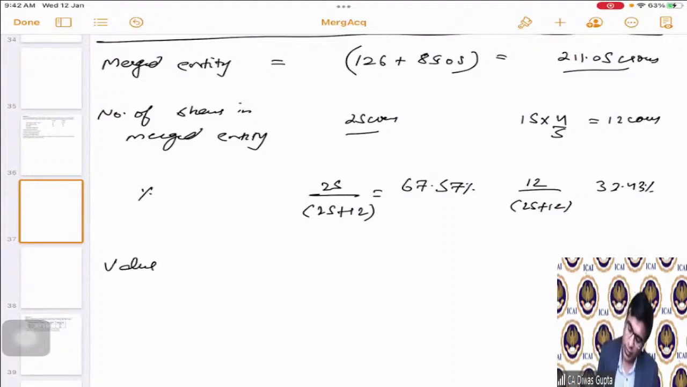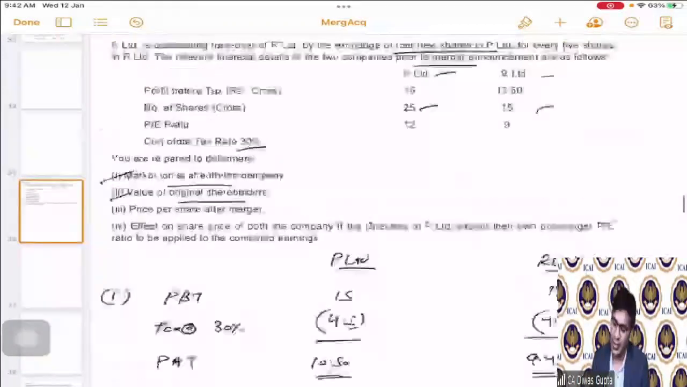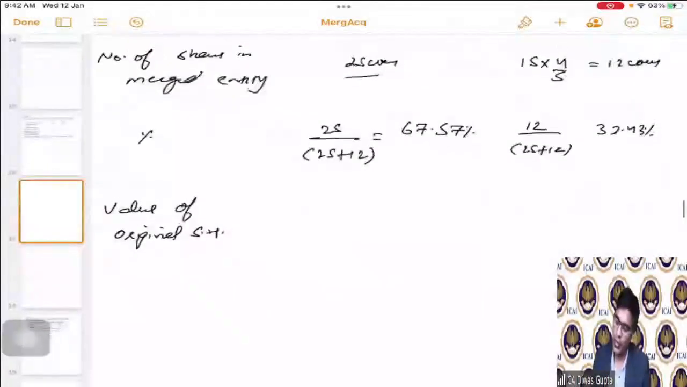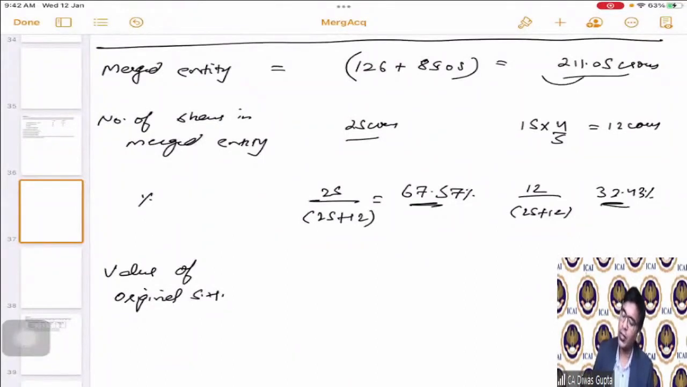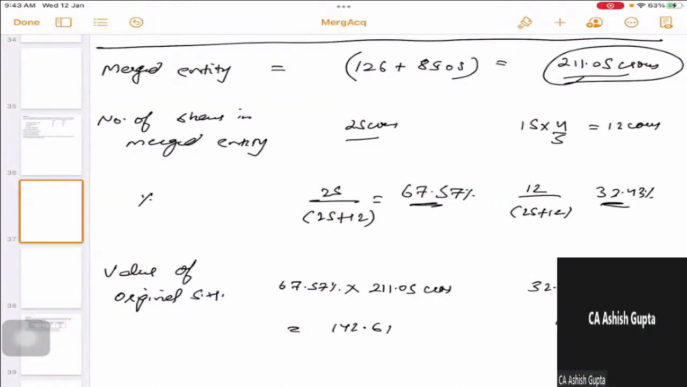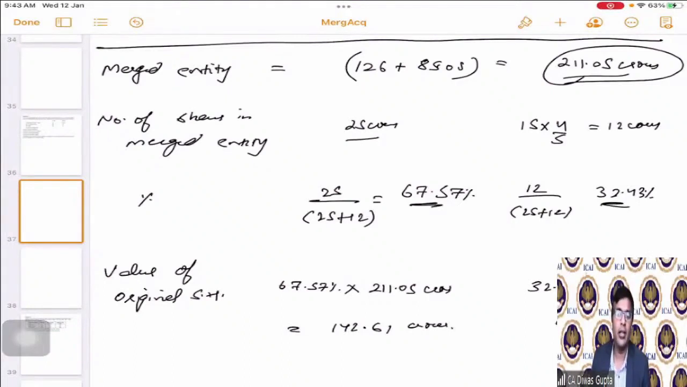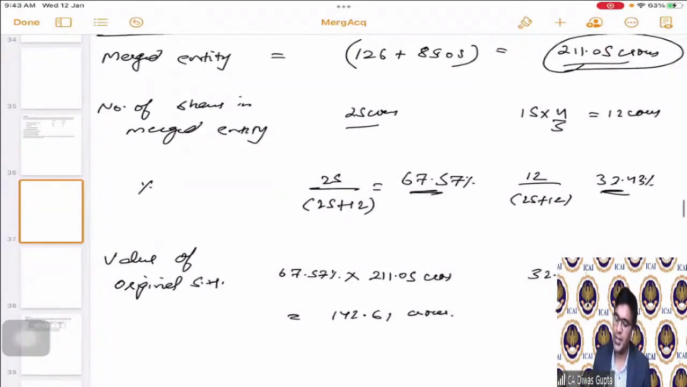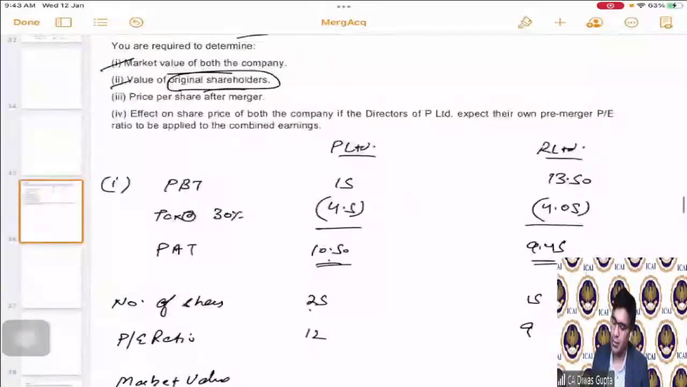So the value of original shareholders is how much? That is what they're trying to ask, correct? In the second part, they're asking what is the value of original shareholders. So the value of original shareholders is, we can just simply multiply this percentage holding to the new value of the entity. Simple. Multiplied by 211.05 crores. This comes as 142.61. And here, if you multiply 32.43% into 211.05 crores, it comes as 68.44 crores. So this is the right value split between both the shareholders. One is for the acquiring company, which is P Limited, and one is for the target company, which is R Limited.